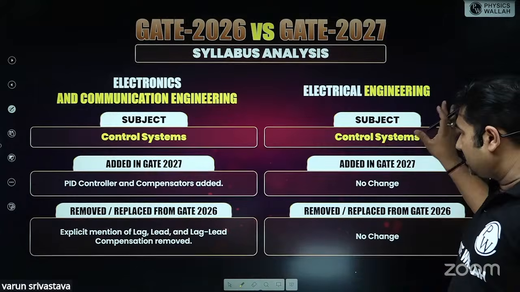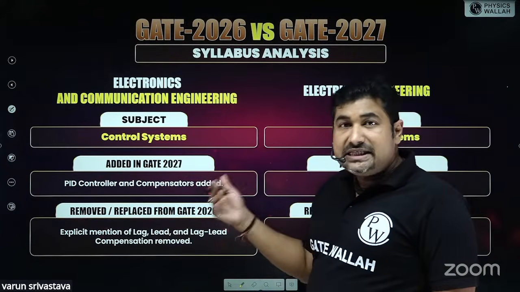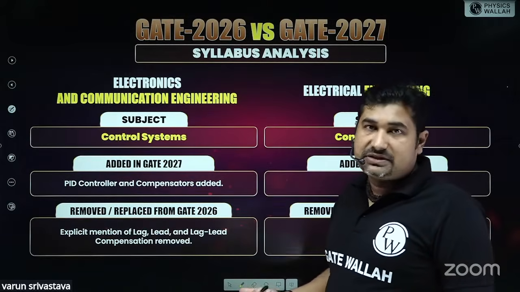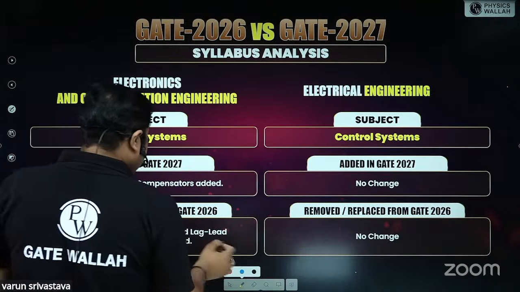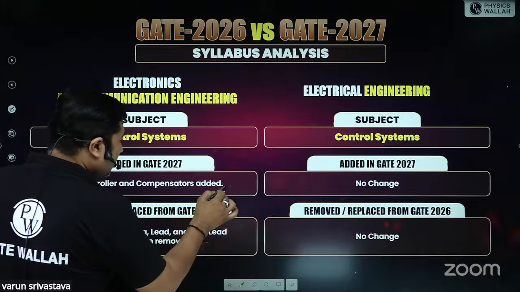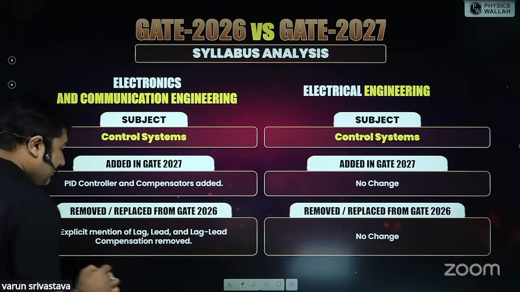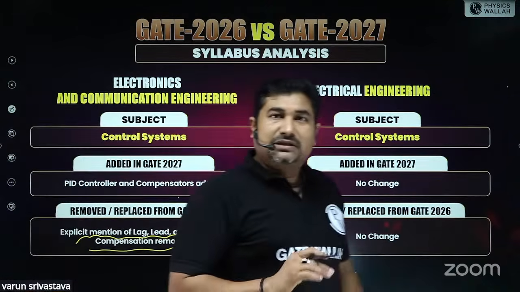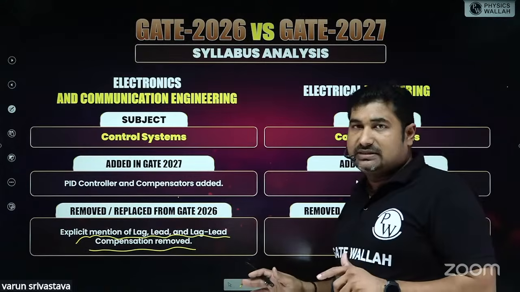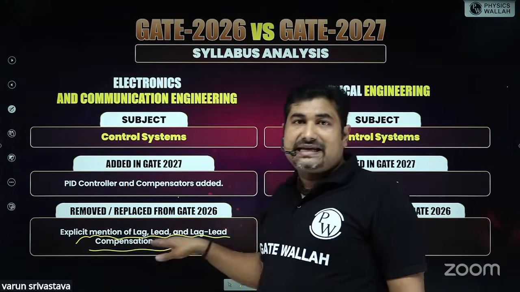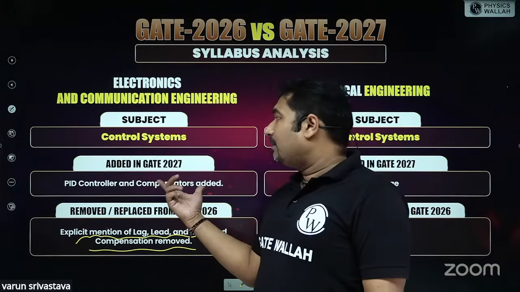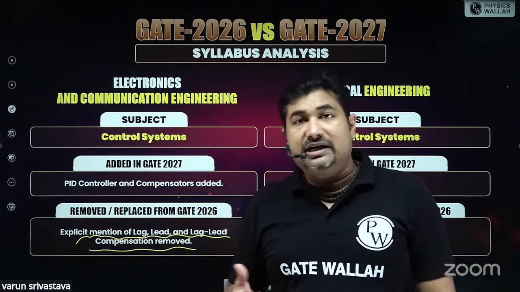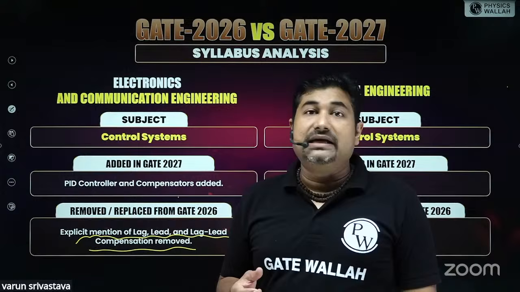So for EE, there is no change in the control system, because the change which occurs in electronics is already defined in your EE branch. Is it okay? The change is they have added PID controller and compensator. In the previous part they had already mentioned lead-lag and lag-lead compensation. Is it okay? So the compensator part is already there in your syllabus. The only change is that instead of defining it category-wise, they have just mentioned compensator added and PID controller added. So once PID controller is mentioned, it means all types of controllers are now important for you.